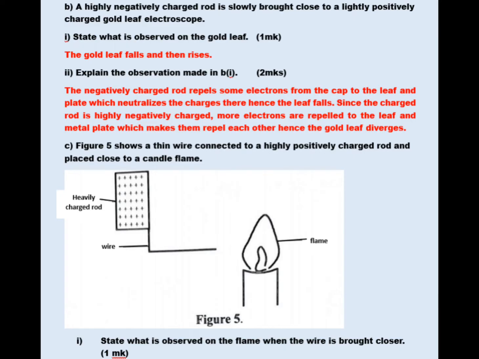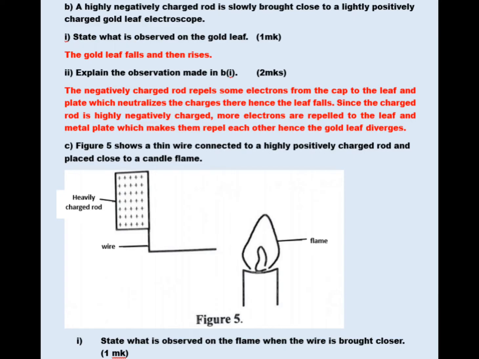Explain the observation made in B Roman 1. The negatively charged rod repels some electrons from the cap to the leaf and plate, which neutralizes the charges there, hence the leaf falls. Since the charged rod is highly negatively charged, more electrons are repelled to the leaf and metal plate, which makes them repel each other, hence the gold leaf diverges.